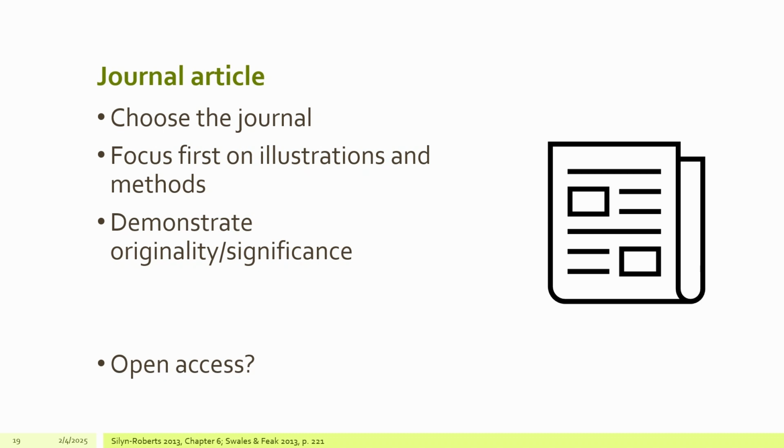Finally, note that you may have to pay a fee to make your article open access, so when applying for funding, consider including this as a line item. You may wish to read Sill and Roberts Chapter 6 on this topic for practical advice for submitting and publishing your paper.